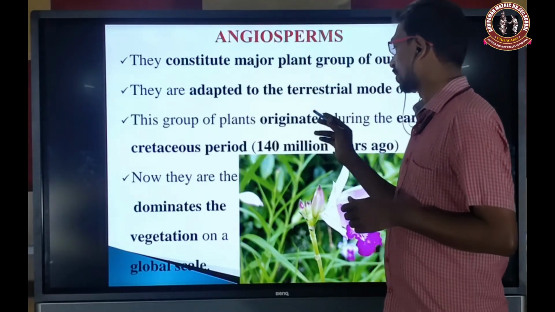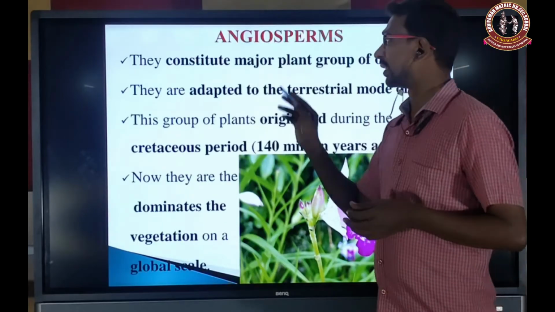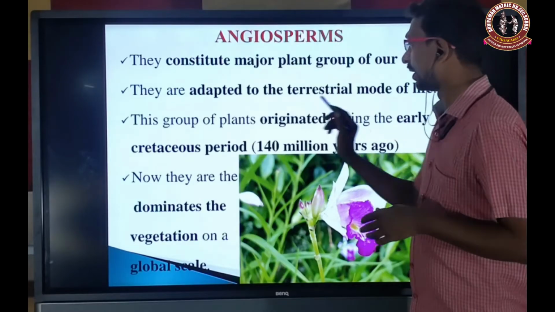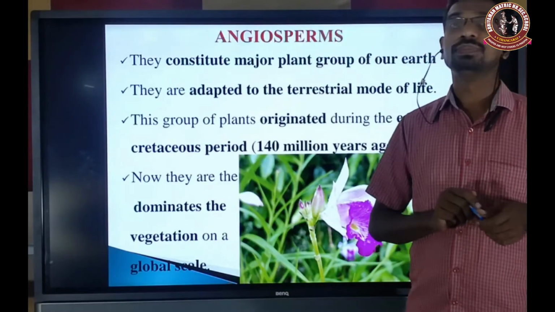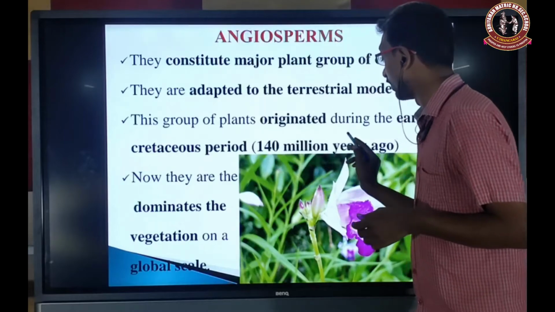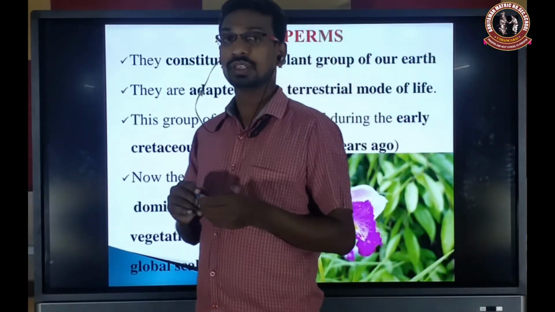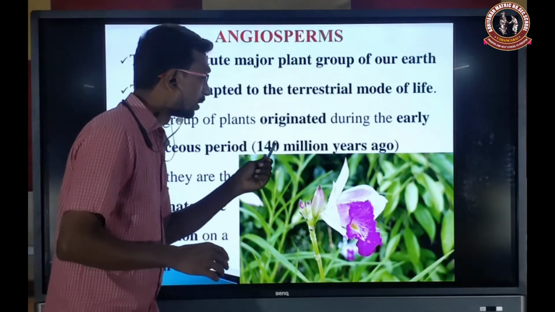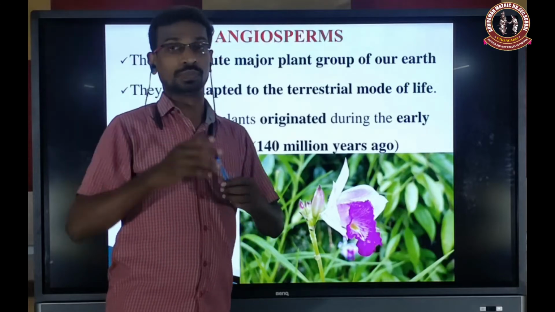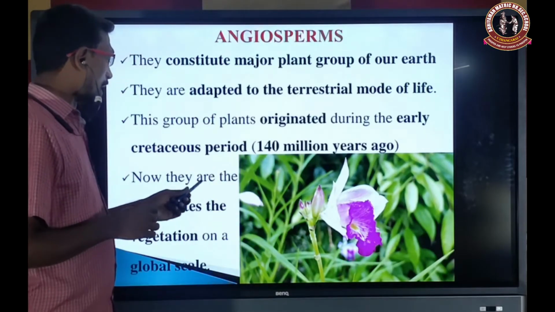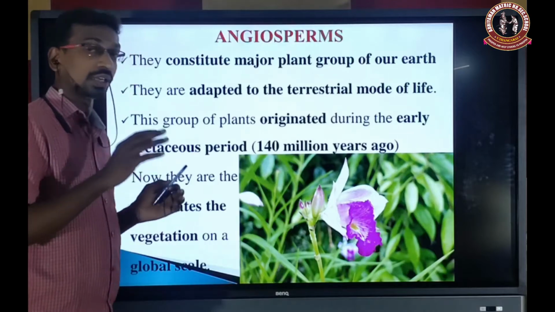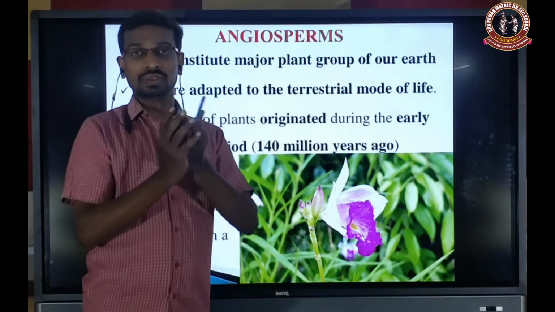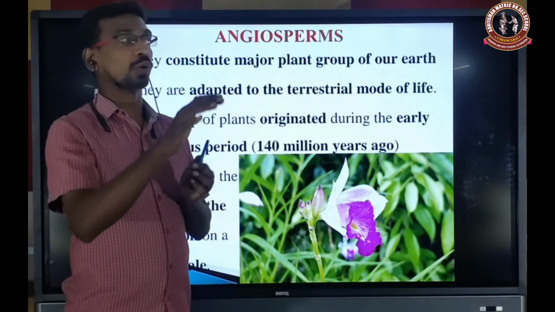This group of plants originated, that means the angiosperm group evolved, during the early Cretaceous period, nearly 140 million years ago. Now they are dominant in the vegetation on the global scale. Not only in India, in the entire world, the dominant plant group is angiosperm.